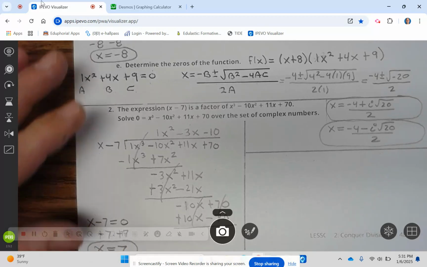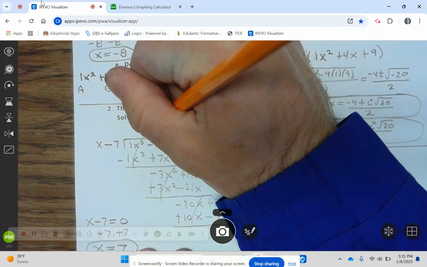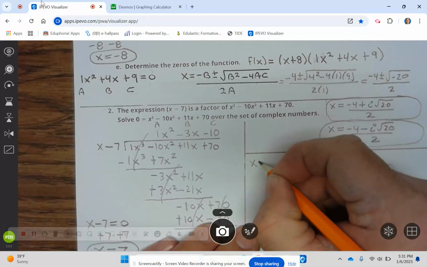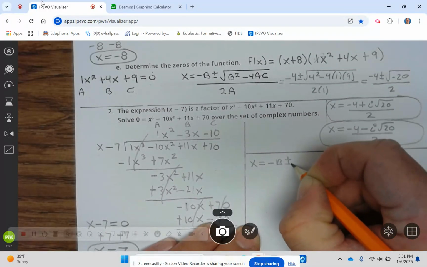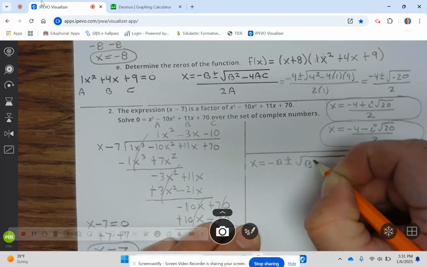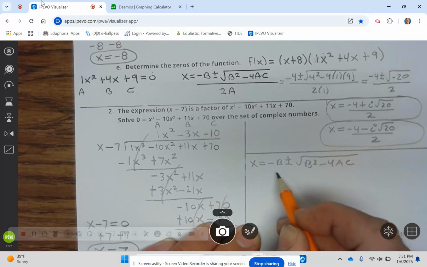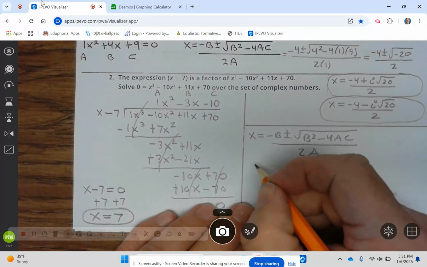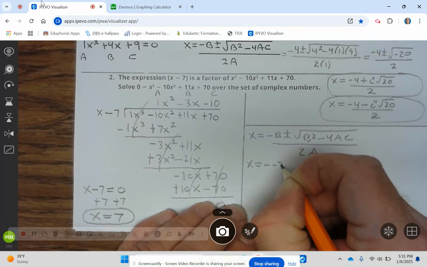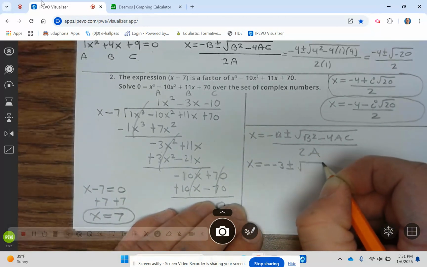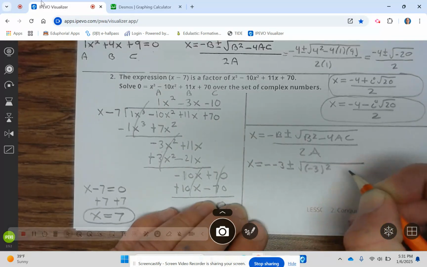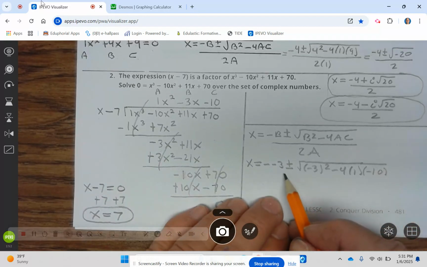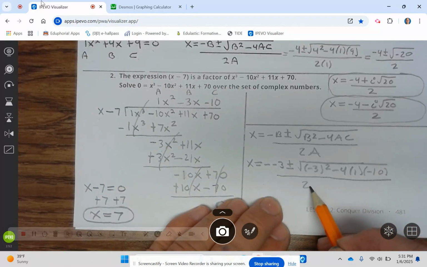Now we know that this is a, this is b, and this is c. We're going to use these values and the quadratic formula, which is x equals negative b plus or minus the square root of b squared minus 4ac divided by 2a, to find the remaining two zeros. So x equals negative negative 3 plus or minus the square root of negative 3 squared minus 4 times 1 times negative 10, divided by 2 times 1.